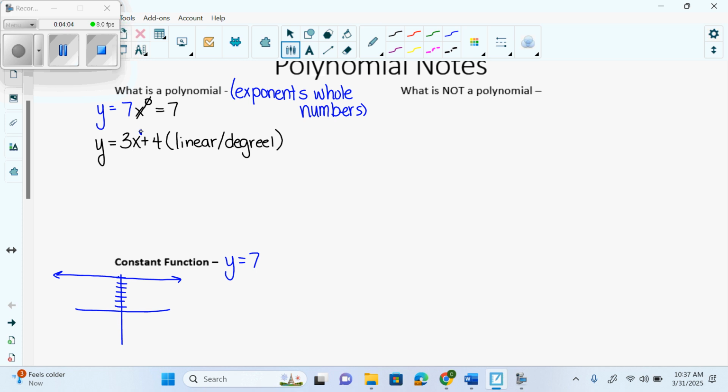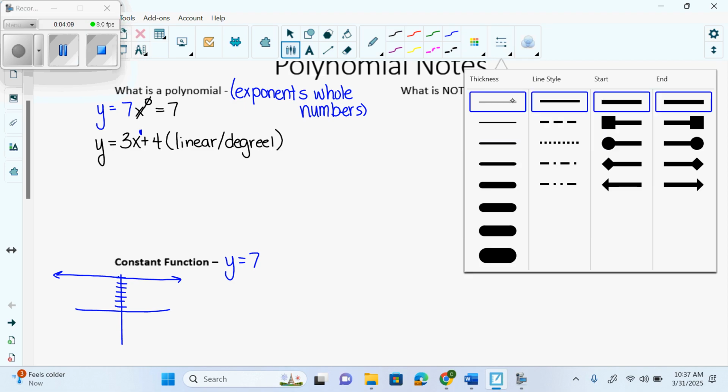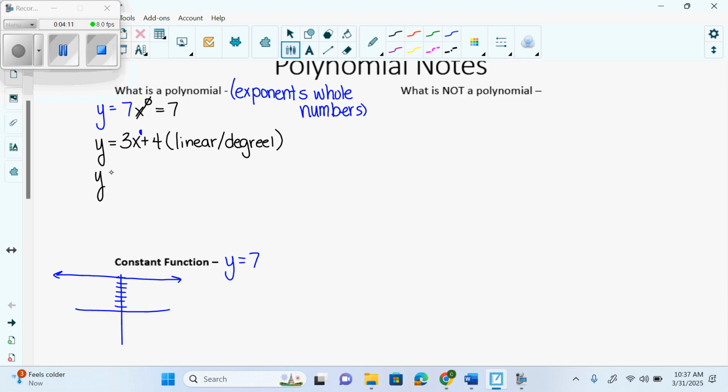That's a linear. We did that in grade 10. Then we had quadratic. Doesn't matter what math course you were in last year. 2x squared plus 6x minus 1. This is a quadratic, or degree 2.